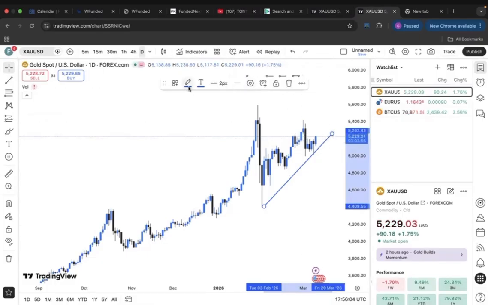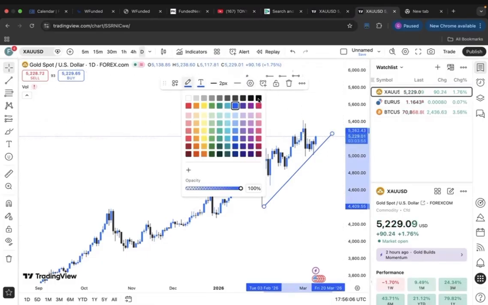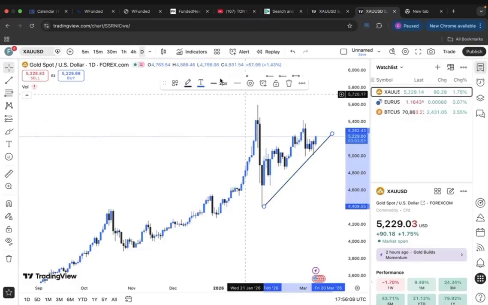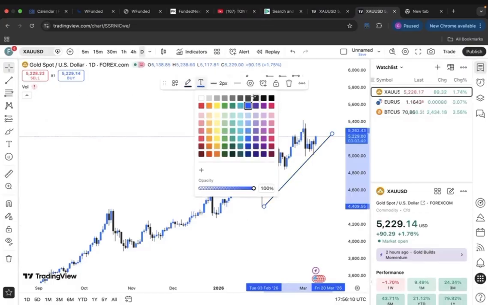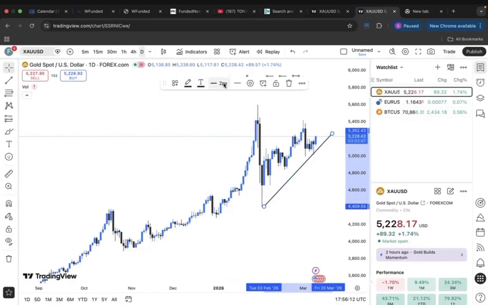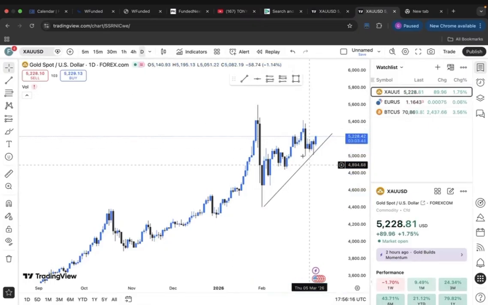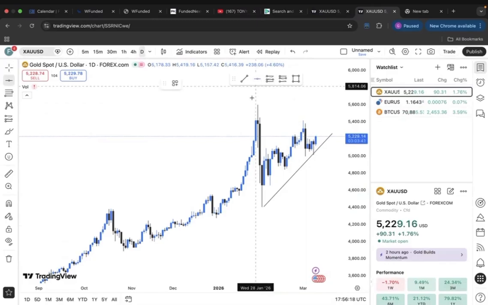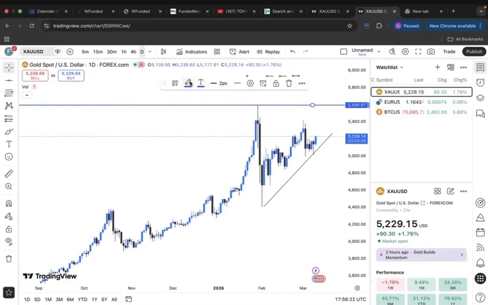Right now, I want to change the colors of the trend lines, all my tools, to black, and the size of the trend line. Yeah, I love it this way. I will change the horizontal line to black as well.